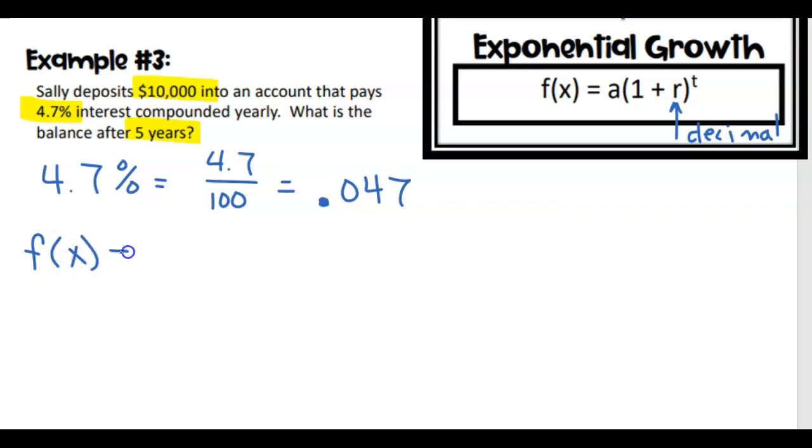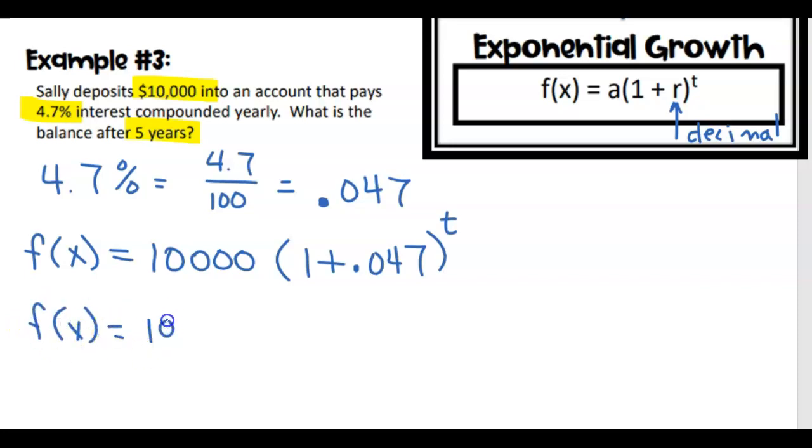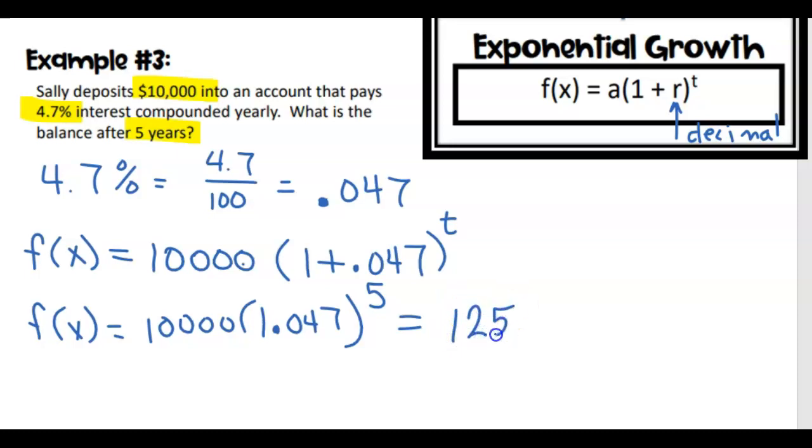Okay, the equation. A is the initial amount. How much did we start with? 1 plus the rate we just figured out. The equation has t for time. So, what was our time? 1. You can add those together, or you can just leave it with the plus sign. Desmos doesn't care. We're going to raise it to the 5th power because it says after 5 years. Two, 5, 8.